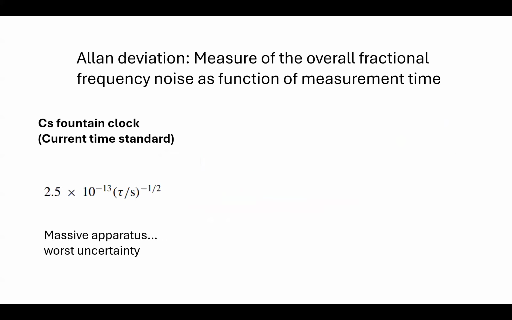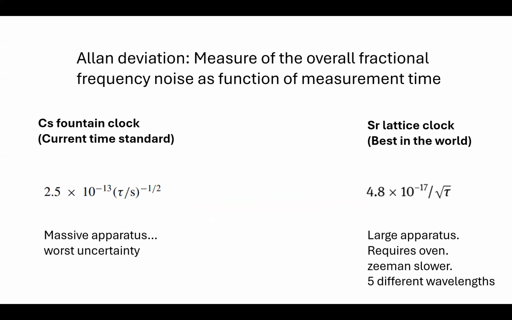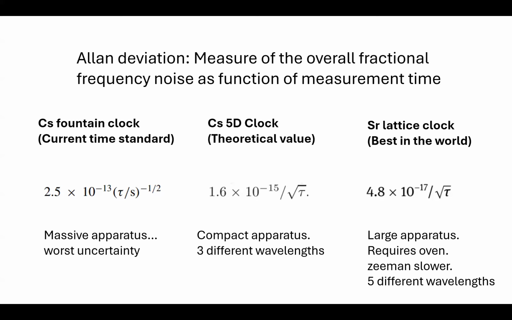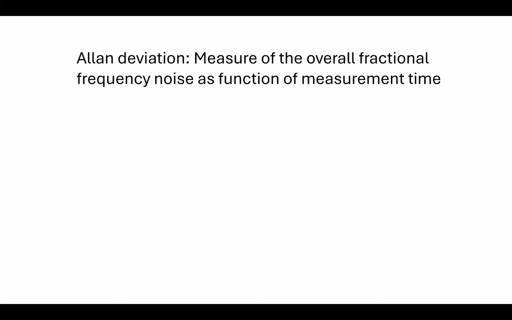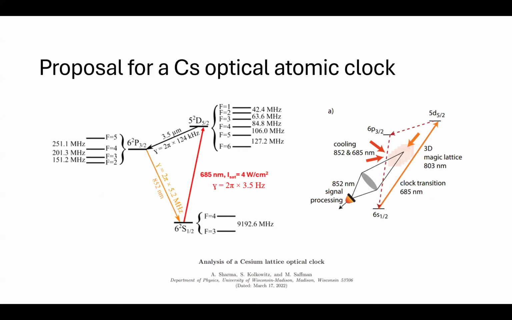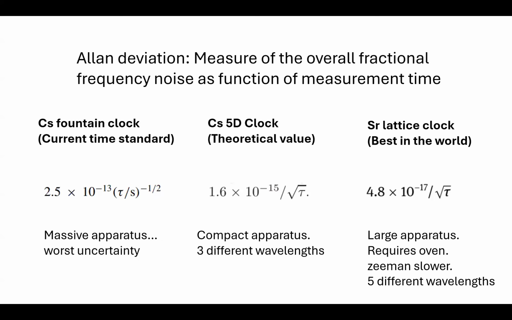Because now we know the other two clocks, we have a number to compare. So where does this cesium clock stand compared to the other two? It's not doing as badly, because it's better than the current one that is used for defining a second. It's not as good as the best clock in the world, but it's 2 orders of magnitude better than the current one. And the selling point here is that you just need 3 different wavelengths for it. All these 3 wavelengths that you see here, 852 nanometer, 803 nanometer, and 685, are easily available wavelengths compared to the ones that are needed for strontium.